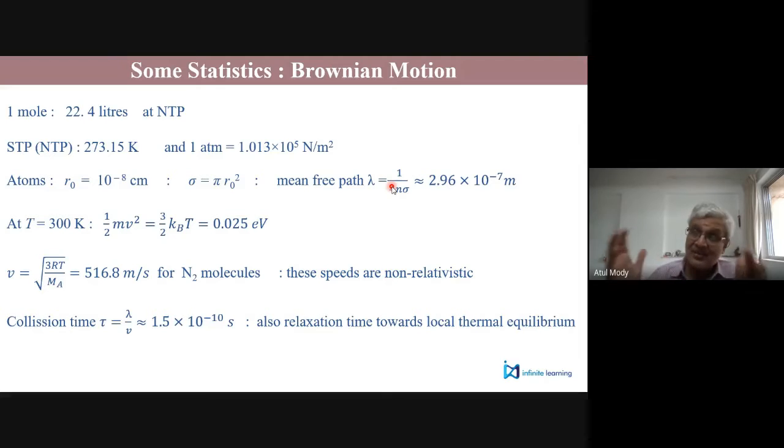Now this is 9 orders of magnitude smaller time, which means if you lift the partition of the box, the time scale in which the entire box gets filled is of the order of this 10 raised to minus 10 seconds. Of course, this is one mean free path. You have to see how big the size of your box is. So you divide that by the velocity.